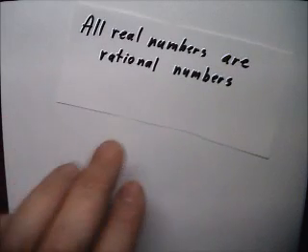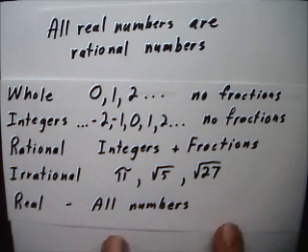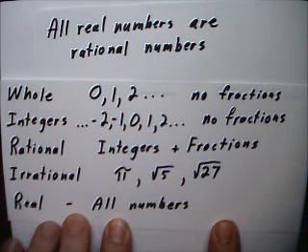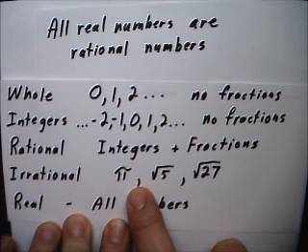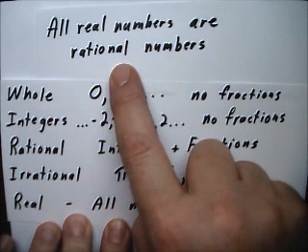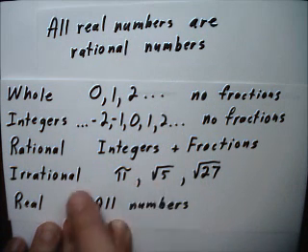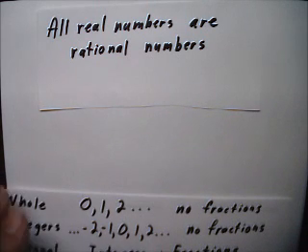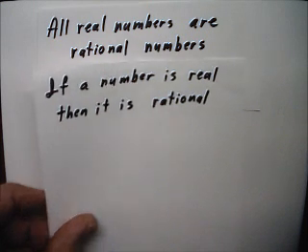The second one says all real numbers are rational numbers. So real numbers are all numbers. They could be rational, or else they could be irrational. So all real numbers are rational numbers. That's not true. Some real numbers are irrational. So our statement that we come up with in if-then form should also be false.